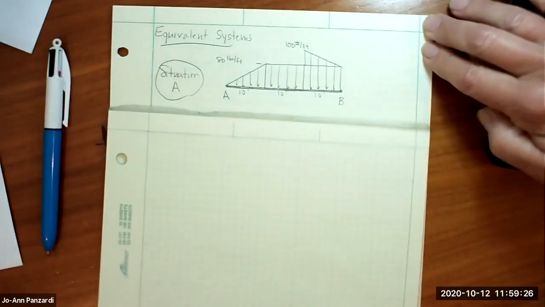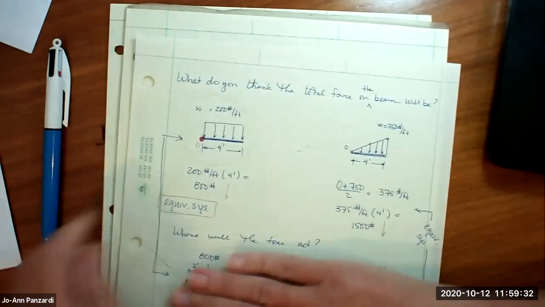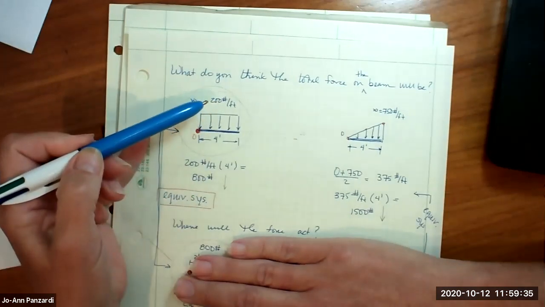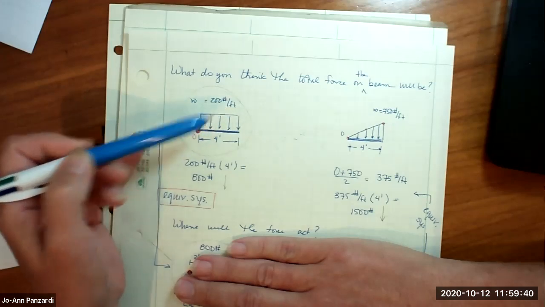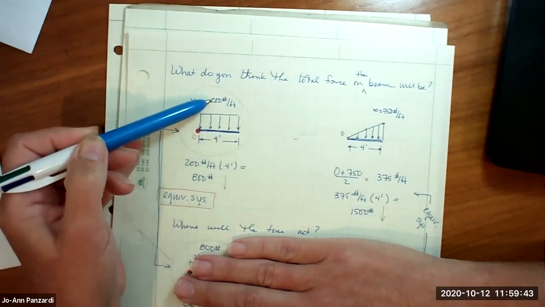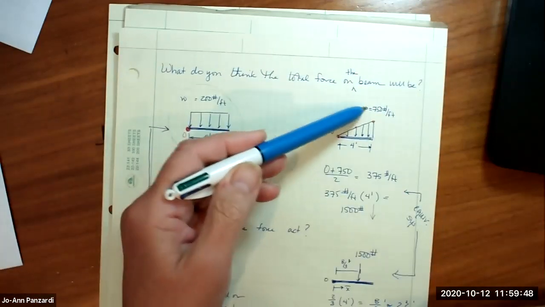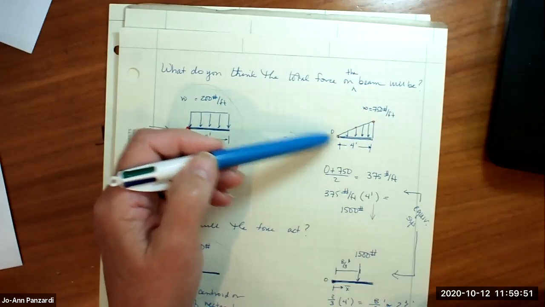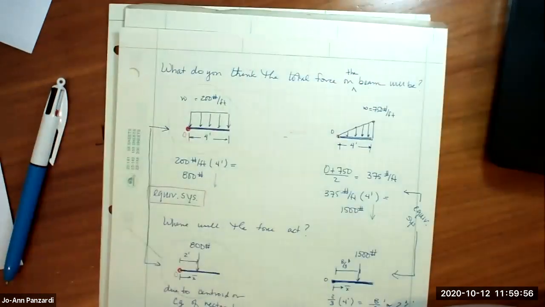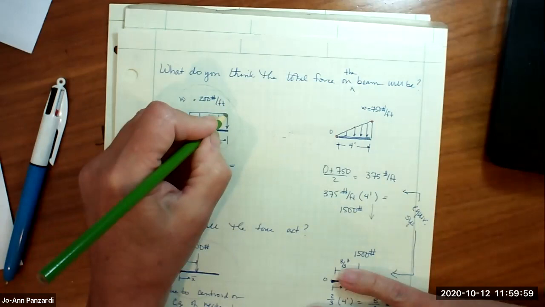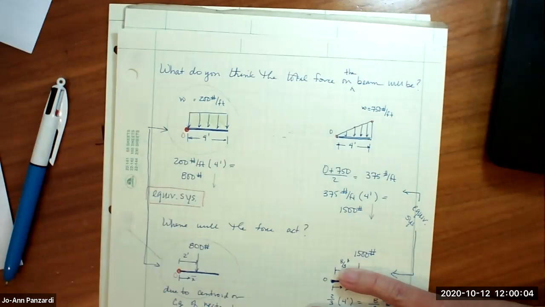I want to go back for a minute. When we looked at the 200 pounds per foot, and we had 4 feet, we multiplied 200 by 4. And when we had the 750, we averaged the 750 to 0, and then multiplied it by 4. Can you think of what we were actually calculating? We were actually calculating the area under here, which is really an integration problem, right?